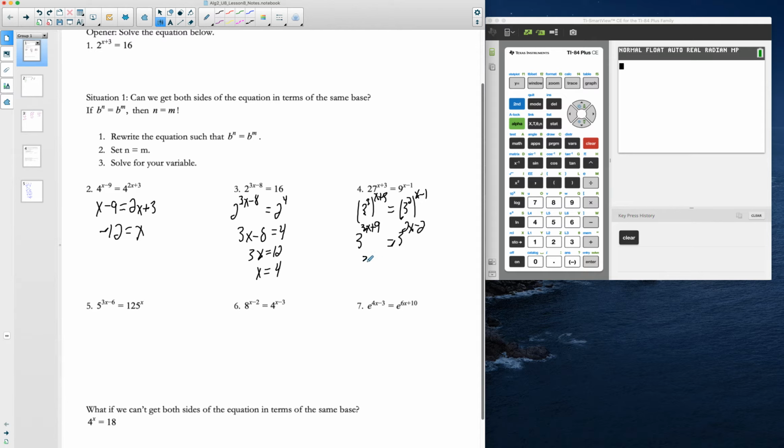So 3x plus 9 has to equal x minus 1. All right, and so that means that 2x has to equal negative 10. All right. Oh, sorry, I just totally messed that up. So let me erase that. I don't know what I was looking at there, but that right side is an x minus 1.